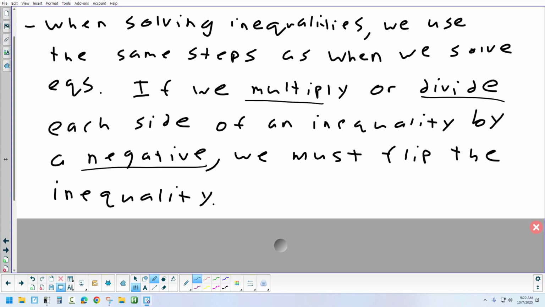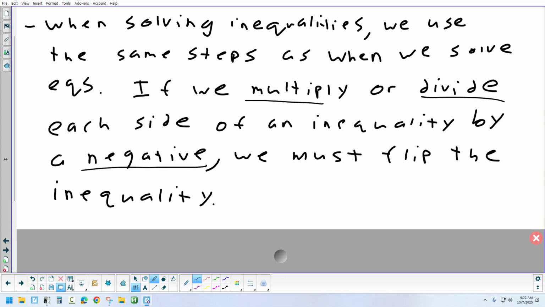Now, there is one other time we might flip the sign, but it has nothing to do with multiplying or dividing by a negative. If we had an answer like that, a lot of times when we write our inequality, they like the letter to be on the left side and the number to be on the right. So they like the format to be letter, then a symbol, then a number, in that order. That's not in the order letter, symbol, number.